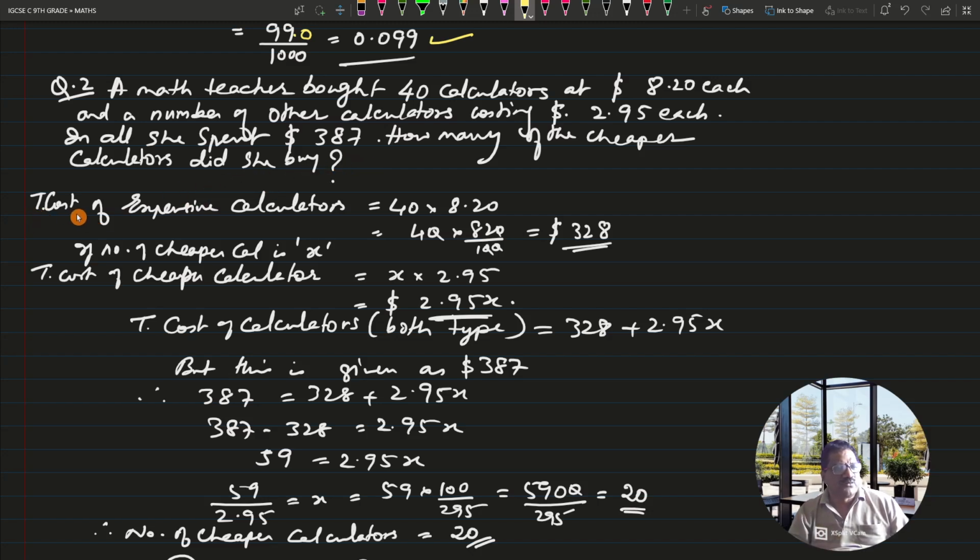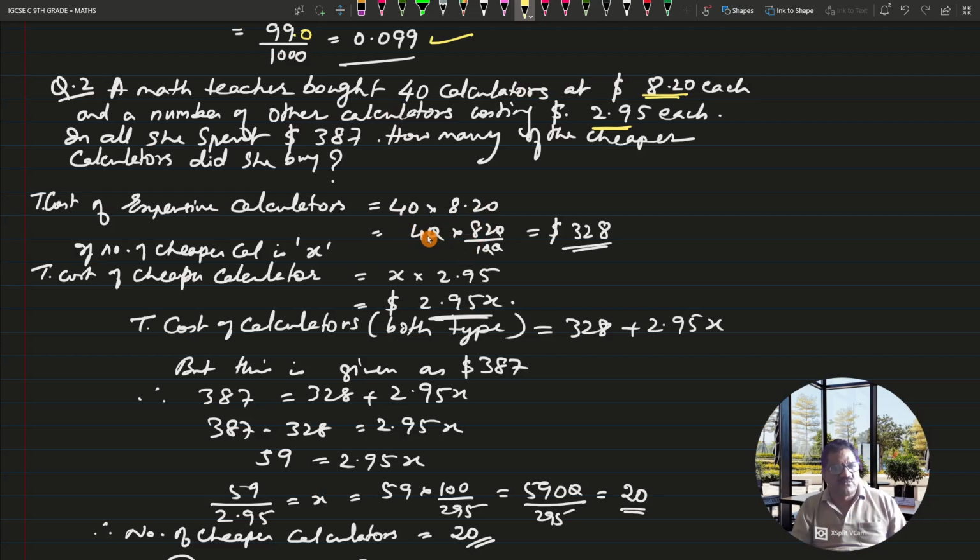Here I have written total cost of expensive calculator will be how much. Now see, there are two types of calculator this question is referring to. One is the expensive calculator, the cost of which is $8.20 each. And there is a cheaper quality of calculator which costs $2.95 each. So there are two varieties. So total cost of the expensive calculator will be how much? Expensive calculator is $8.20 each, and the teacher bought 40. So 40 into 8.20 will give you the cost of expensive calculator.